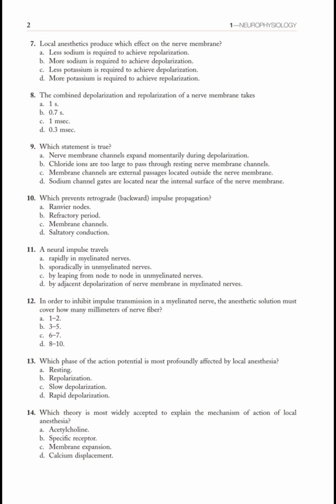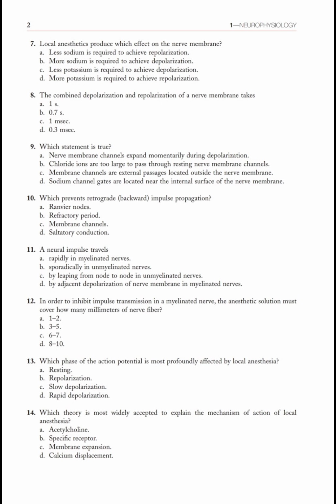11. A neural impulse travels A. rapidly in myelinated nerves. B. sporadically in unmyelinated nerves. C. by leaping from node to node in unmyelinated nerves. D. by adjacent depolarization of nerve membrane in myelinated nerves. The answer is option A.